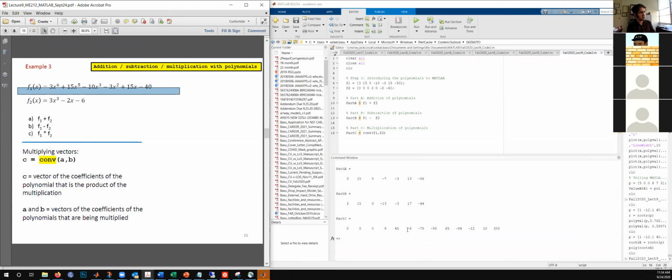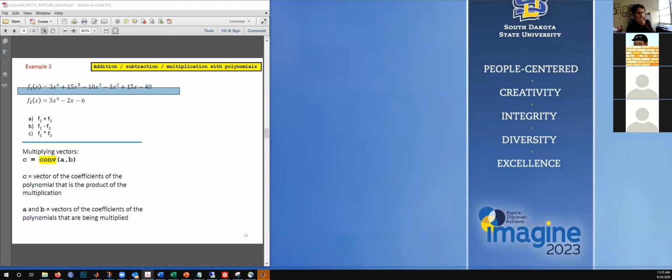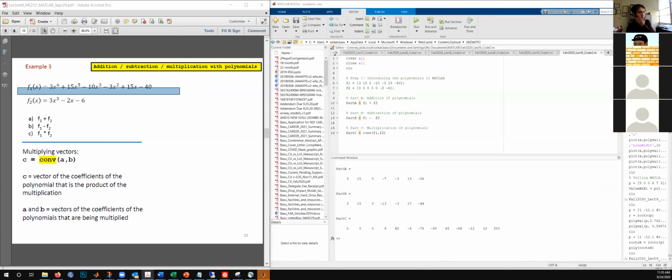1, 2, 3, 4, 5, 6, 7, 8, 9, 10, 11, 12, 13. But we did not get 10 terms. We got something else. So what else is going on here? Anyone? You get what my question is?